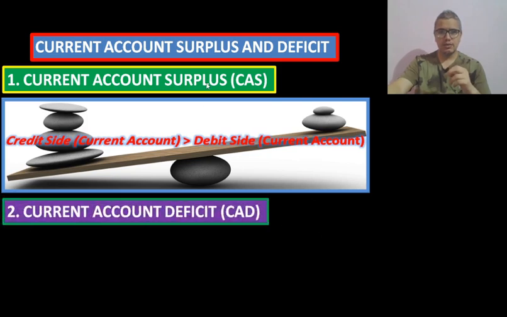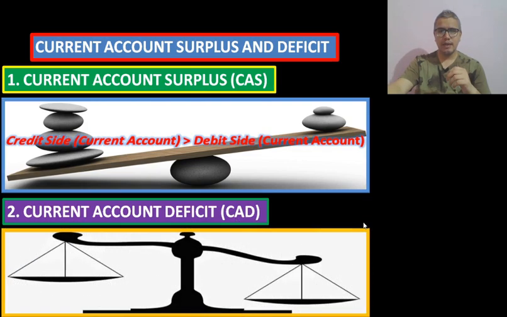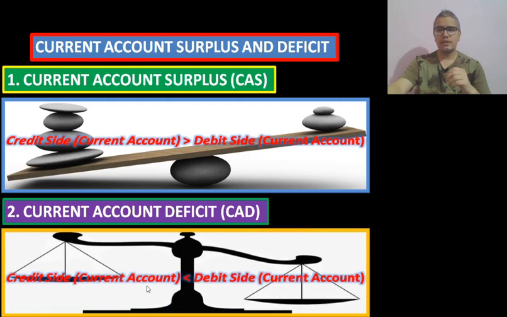Okay, in the similar way, there will be current account deficit also. It is written as CAD. Okay, here what happens is the debit side of current account will be greater than the credit side of the current account, and the concept is similar to that of balance of trade.